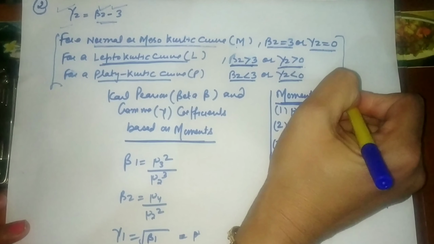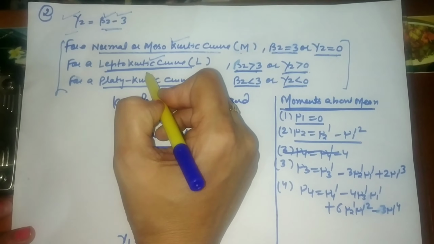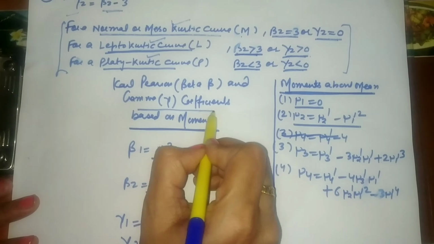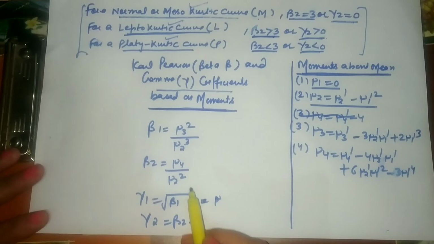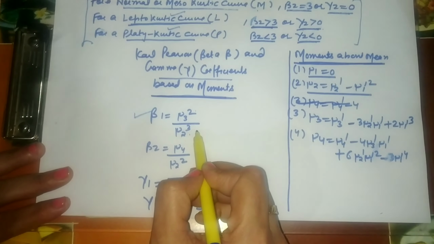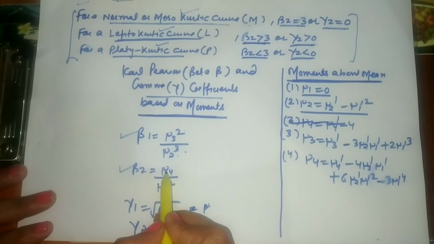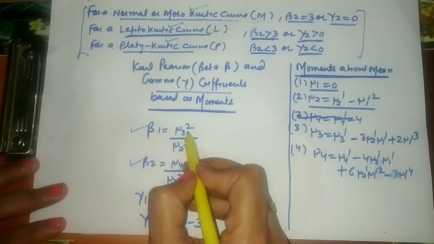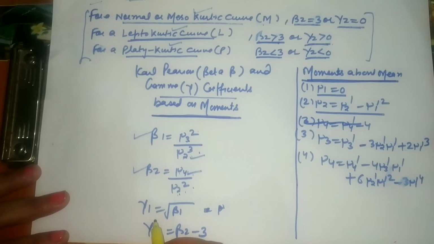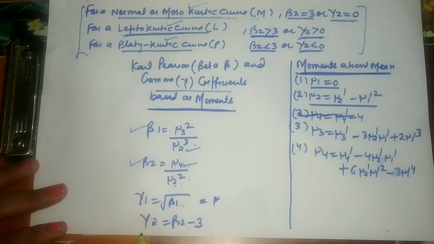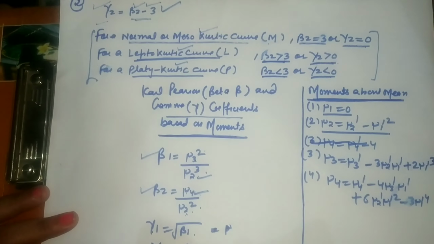That means it depends upon whether the curve is mesokurtic, leptokurtic or platykurtic. Then Karl Pearson's beta and gamma coefficients are based on moments. Beta 1 is equal to mu 3 square over mu 2 cube. And beta 2 is equal to mu 4 over mu 2 square. Here mu 3 means third moment, mu 2 is second moment, mu 4 is the fourth moment, and mu 2 square is the second moment square. Gamma 1 is the root of beta 1. And gamma 2, I have already taken, that is beta 2 minus 3.